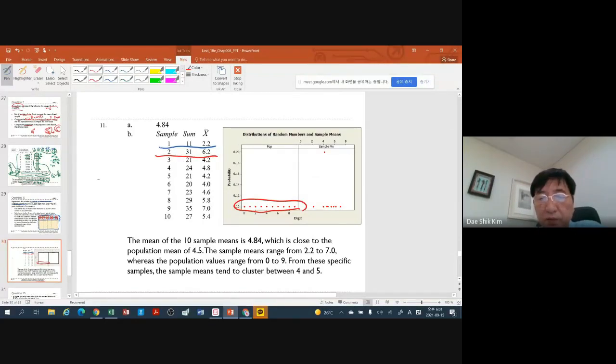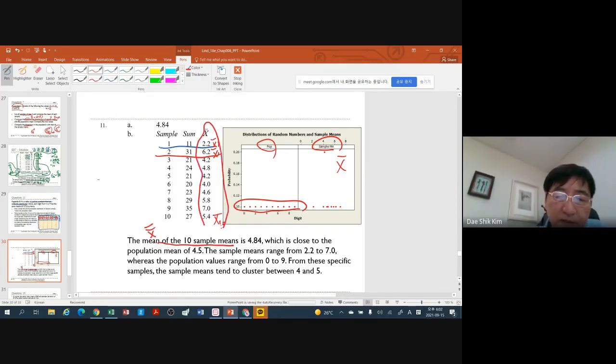Okay, this is the population, and this is the sample mean, X bar. When you do it again and again, 10 samples, the mean of the 10 sample means, this is X bar 1, X bar 2, up to X bar 10. This is X double bar. The average of this is 4.48. It is close to the population mean, this is mu.